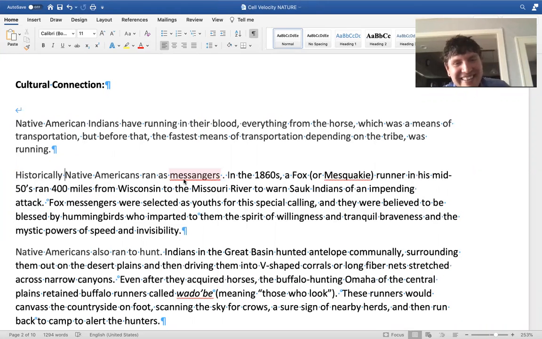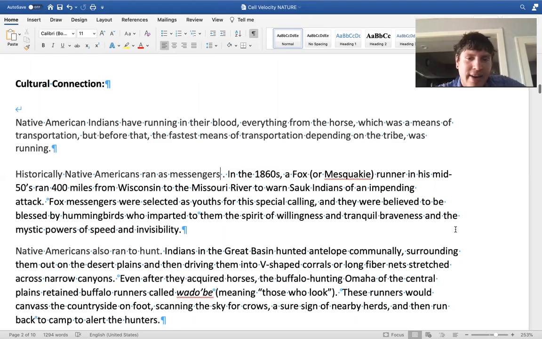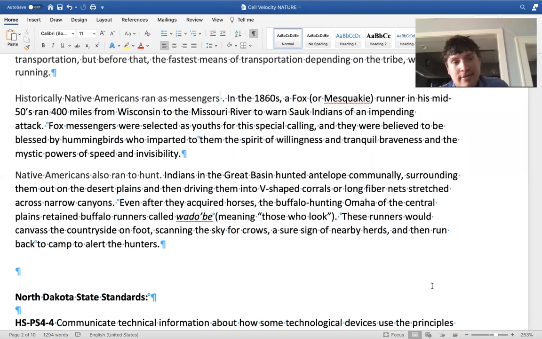Historically, Native Americans ran as messengers. In the 1860s, a Fox runner, or from the Fox tribe, in his mid-50s, ran 400 miles from Wisconsin to the Missouri River to warn stock Indians of an impending attack. Okay, which is really impressive for a Native American in his 50s. I mean, that's just amazing.